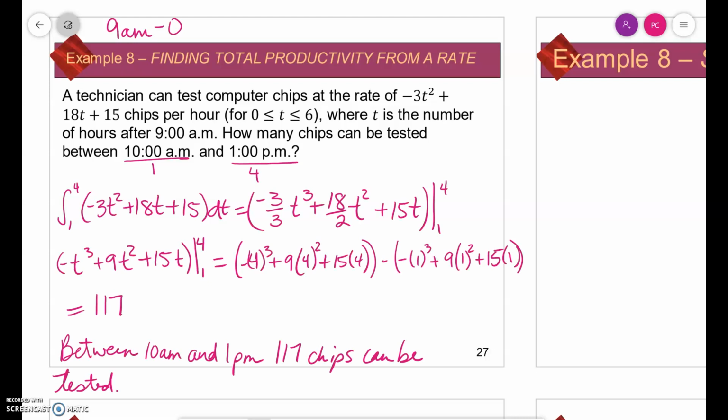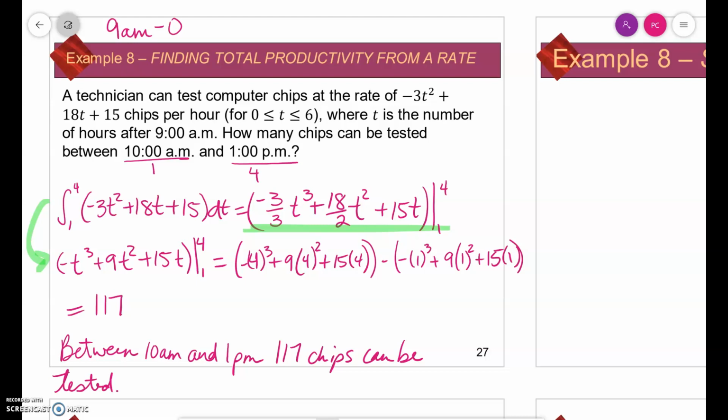All right, so if you integrate, you end up with negative t cubed plus 9t squared plus 15t. I wrote out this middle step showing you work. If you can go straight from the integral to that simplified step, that's fine. You don't have to write out that middle step. But if it helps you, go ahead and write it out. It's not a big deal.